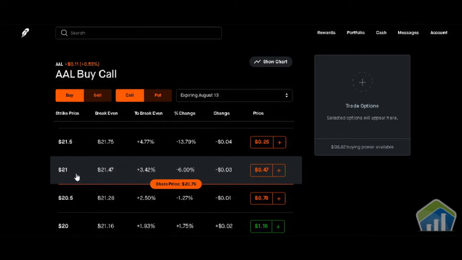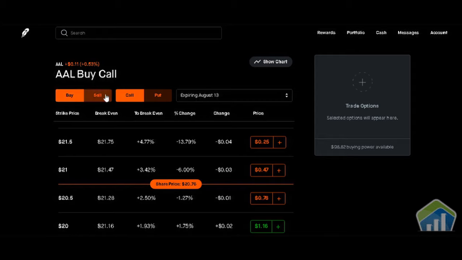And they're showing you the percentage change. So how do we do this covered call? The first thing you want to do is change that buy to sell. So now we have sell. Make sure you have call highlighted as well. We're going to keep the August 13th expiration date.